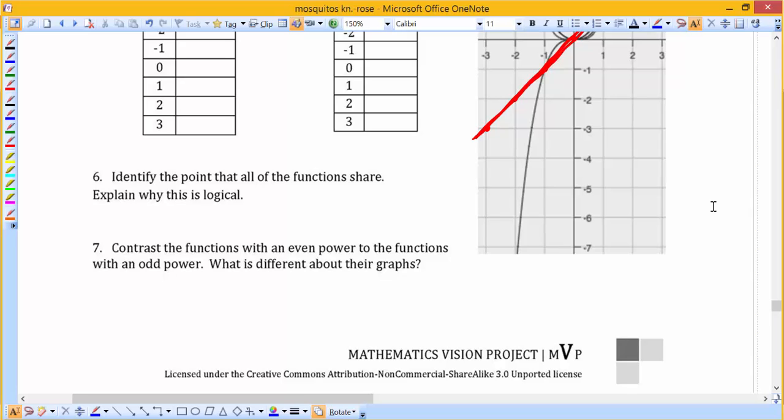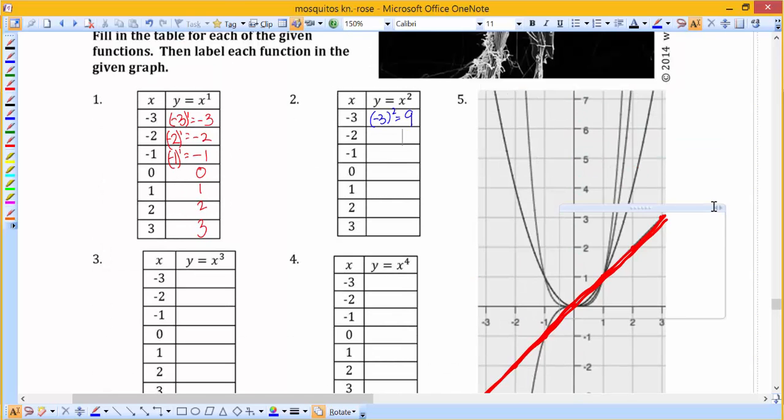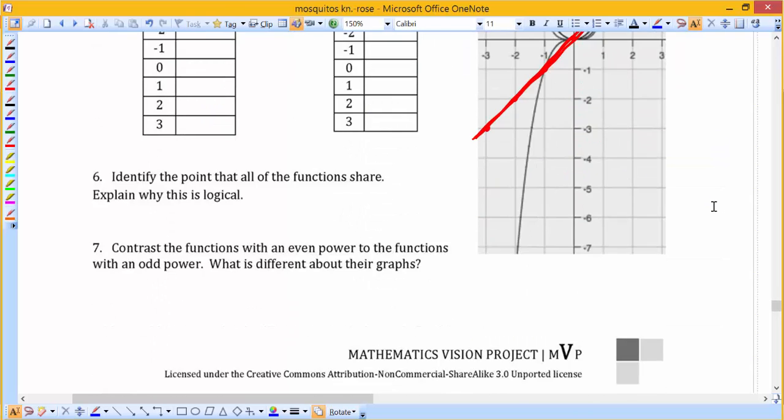Once you have your graphs chosen, now you're going to answer 6 and 7. Identify the point where all the functions are sharing. Then you're going to explain why you think it works with that point. Okay, and it should be pretty obvious. Kind of use the equations to make your explanation.